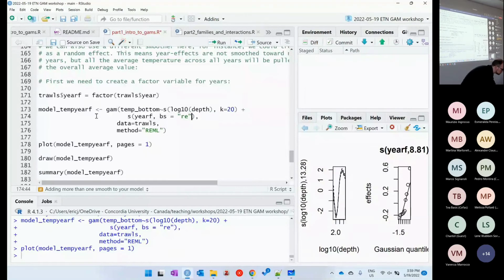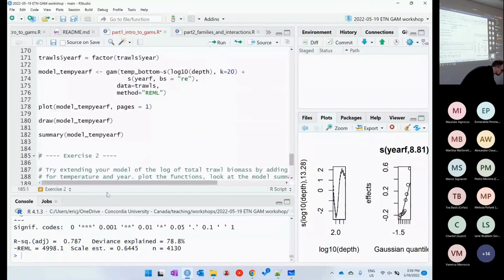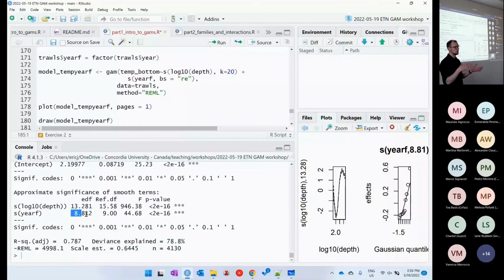You will notice though that if I look at the summary for this, it's still setting the effective degrees of freedom to less than the number of total basis functions. This is because we're assuming that the random effect has some variance. This is saying that the variance is not infinite, that the years are pretty close to each other in variation, so we don't need all of the degrees of freedom that we actually have to fit that.